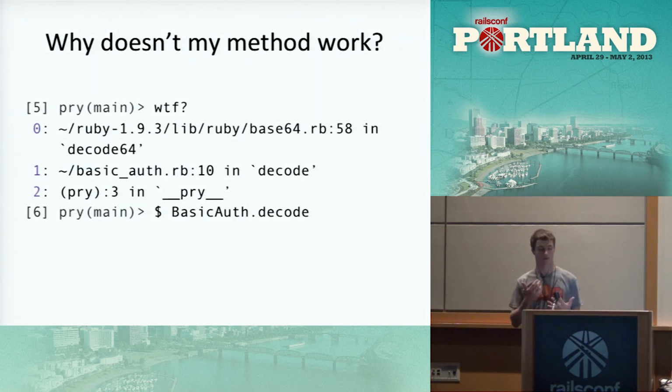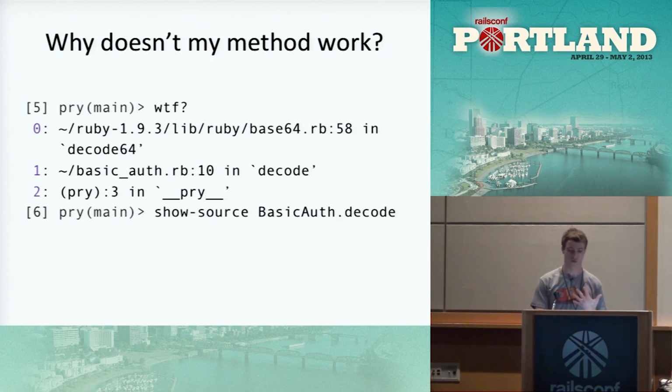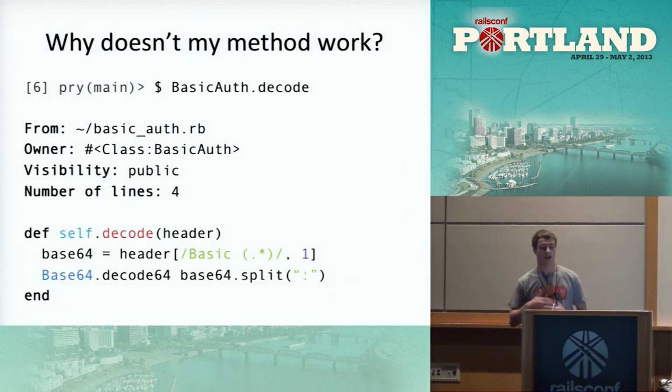? is show-doc, $ is show-source. You can expand it out if you need, but mostly people just use $, because, again, it's very common. We run this. Again, it shows us where it's from. It's from this basic_auth.rb in my home directory. The method's defined on the singleton class of BasicAuth. It's a public method again.